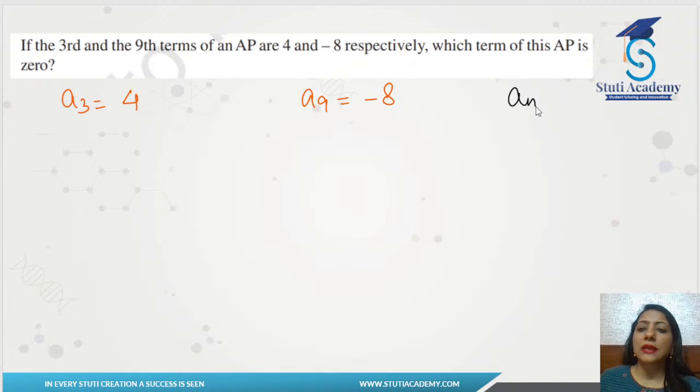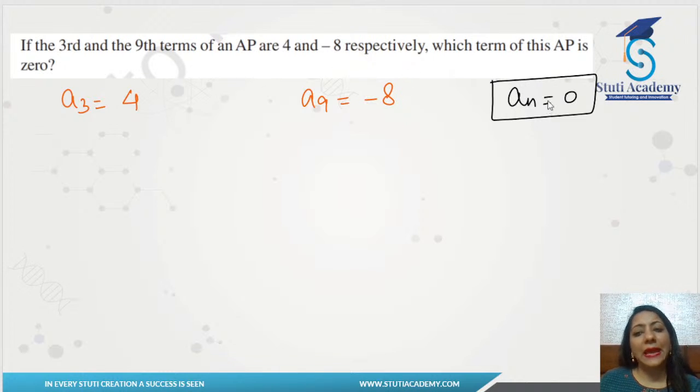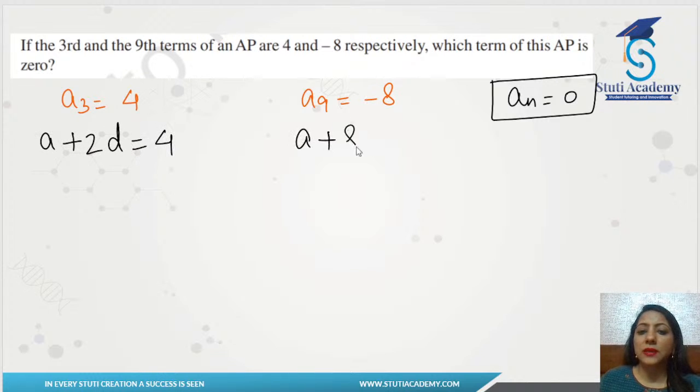Let us take the nth term to be 0. So we need to solve for n here. We know that the third term is 4 and the ninth term is minus 8. Which term of the AP is 0 means we have taken the nth term of the AP as 0, so an is 0. This can be written as A plus 2D is equal to 4. And this can be written as A plus 8D is equal to minus 8.